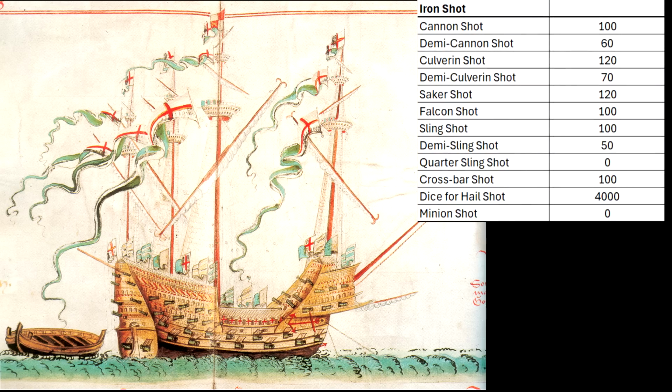And here you can see the shot breakdown for the iron shot listed for the various guns. You can see there what they term dice for hail shot, so if you've ever been to the Mary Rose Museum, you'll see that hail shot at that point was literally iron cubes. There's also, interestingly, crossbar shot, i.e. a kind of dismantling or dismasting shot, 100 rounds of that carried.